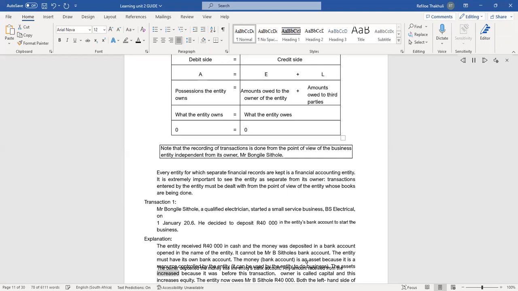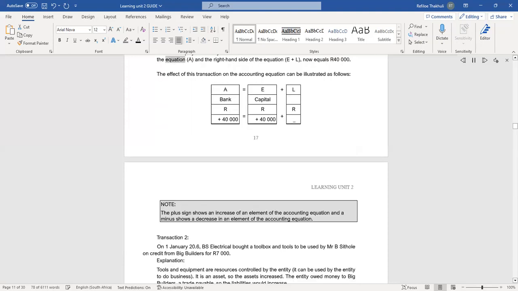The assets increased because there was no money in the bank before this transaction. The amount invested by the owner is called capital, and this increases equity. The entity now owes Mr. B. Sithole R40,000. Both the left-hand side of the equation, A, and the right-hand side of the equation, E plus L, now equal R40,000. The effect of this transaction on the accounting equation can be illustrated as follows.